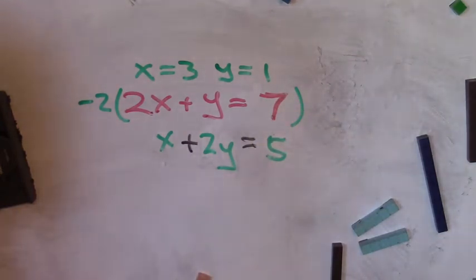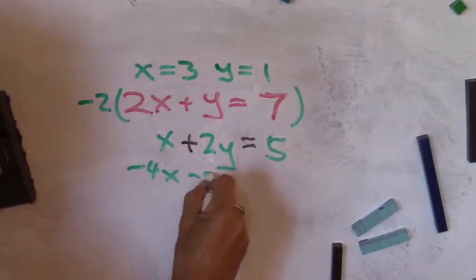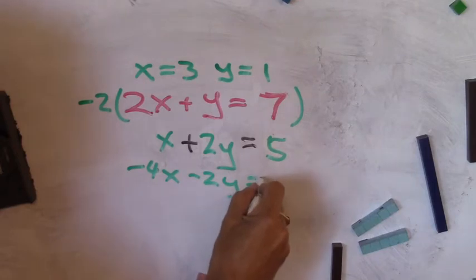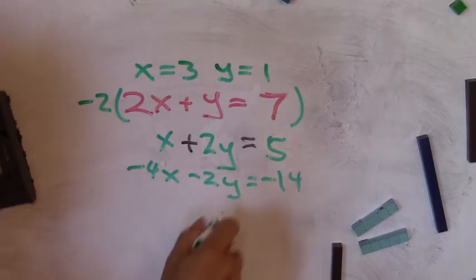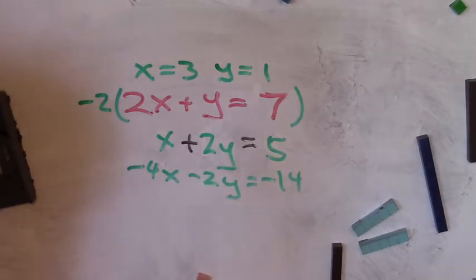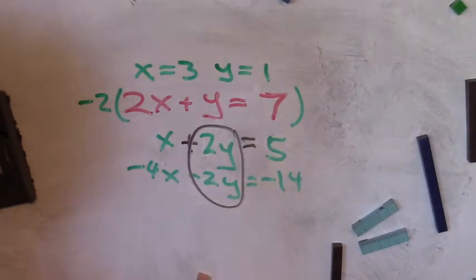Yeah. Now why am I going to do that? Well, because that'll give me -4x plus -2y equals -14. Now all I have to do is, wait, you know what I'm doing? Do you spot Hero 0? Yeah, that's what I'm doing. Right there. Made Hero 0.